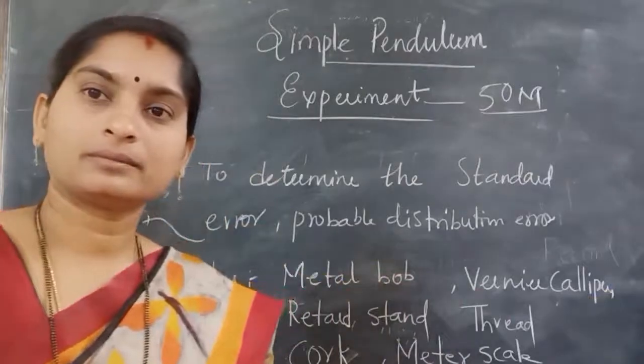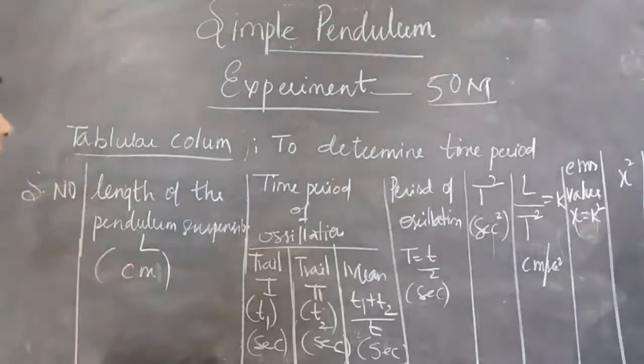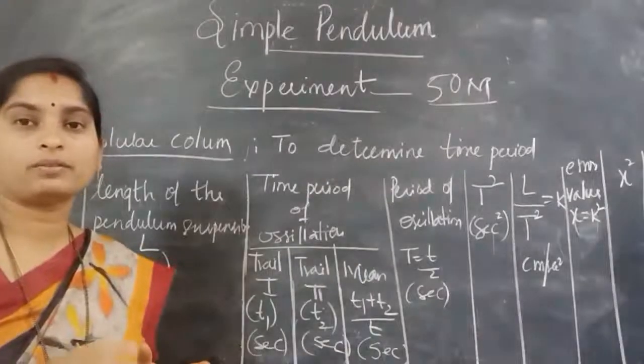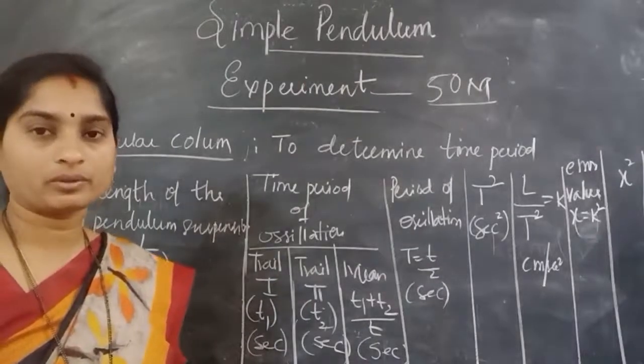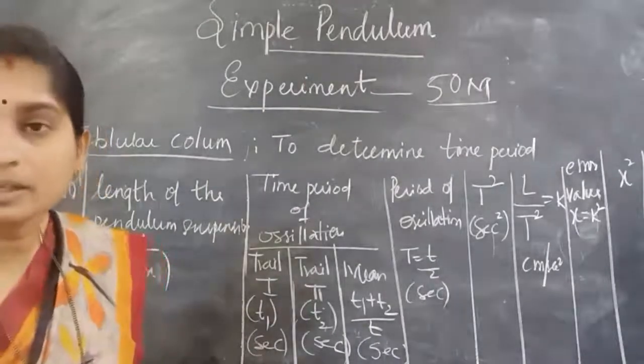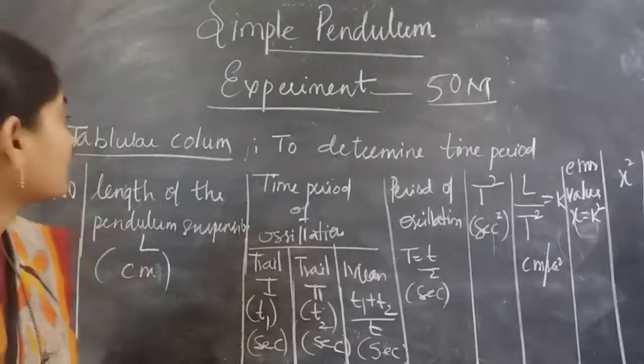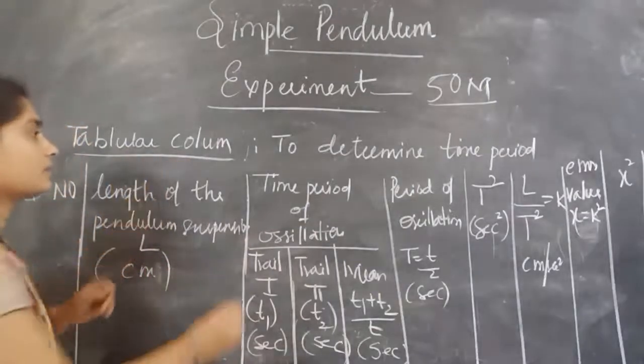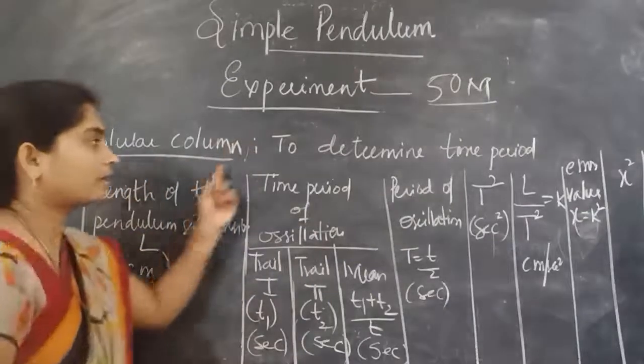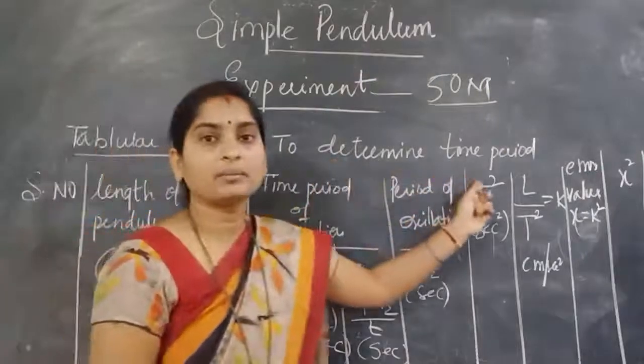Next we have to know what type of formulas have to be used here. The first thing is the tabular column. The tabular column is for calculating or determining the time period.